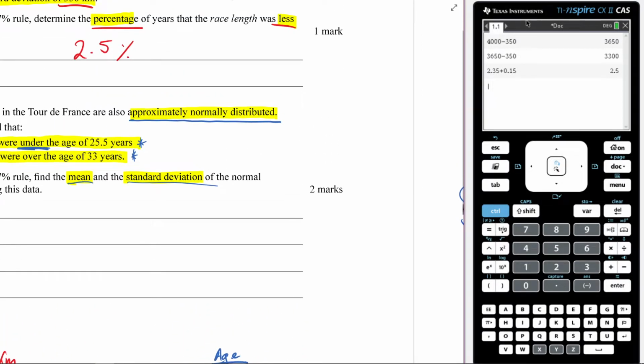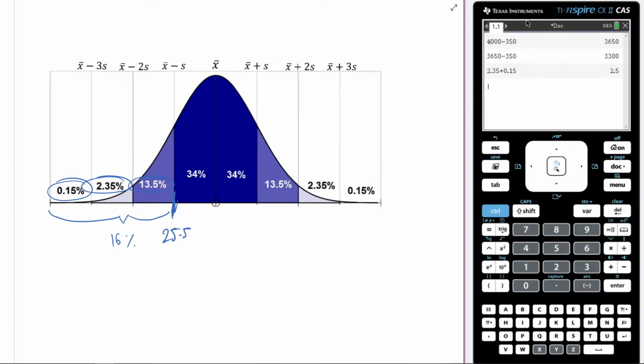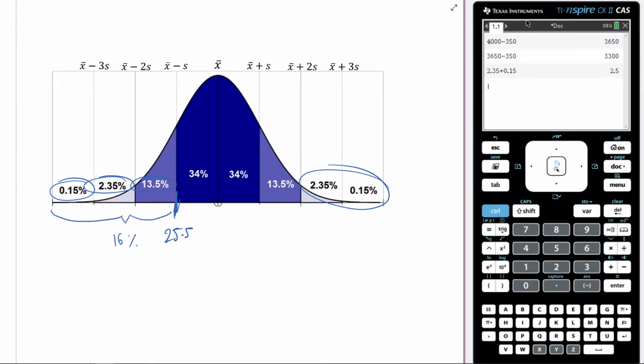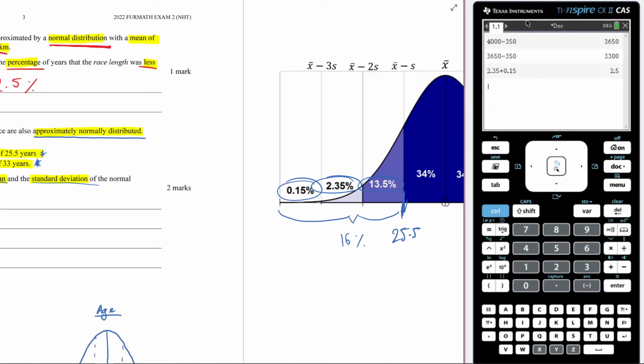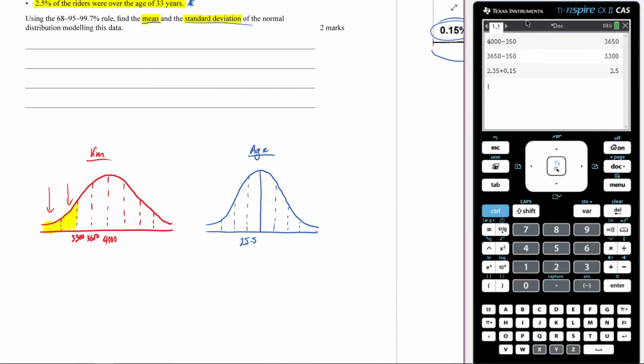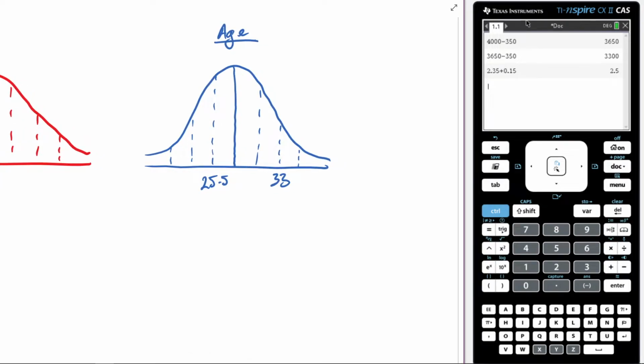What else am I told? I am told that 2.5% of the riders were over the age of 33 years. So if I come over here, I know that if I add these two numbers together, I get 2.5%. So that must mean that right there will be 33. And again, it's over, so that's why I'm looking at this portion of the graph. This will be 33. Perfect.